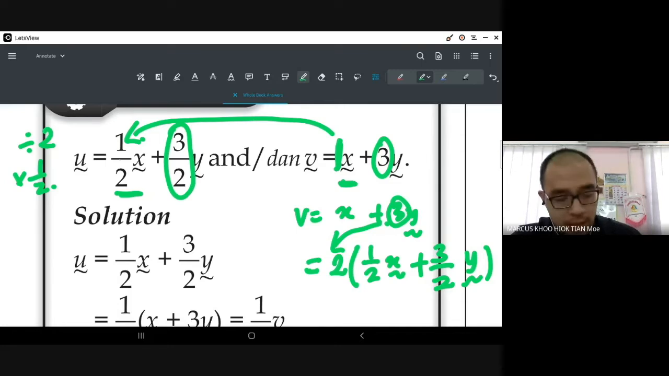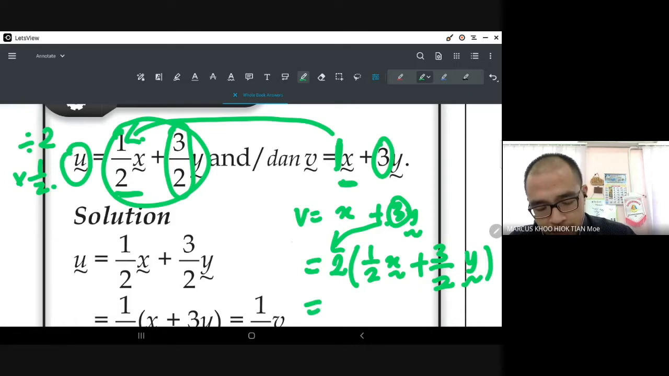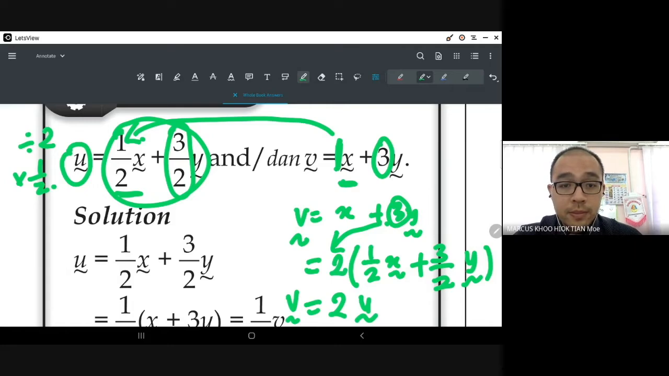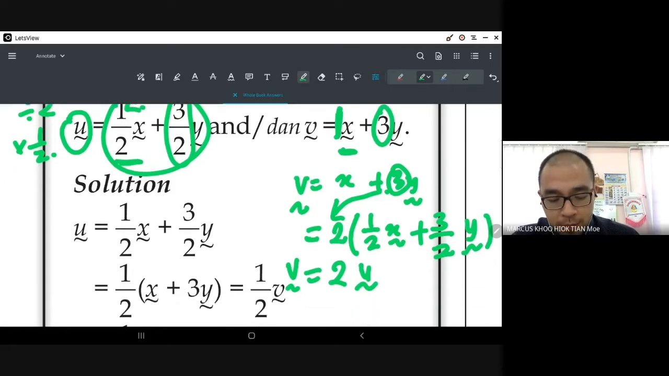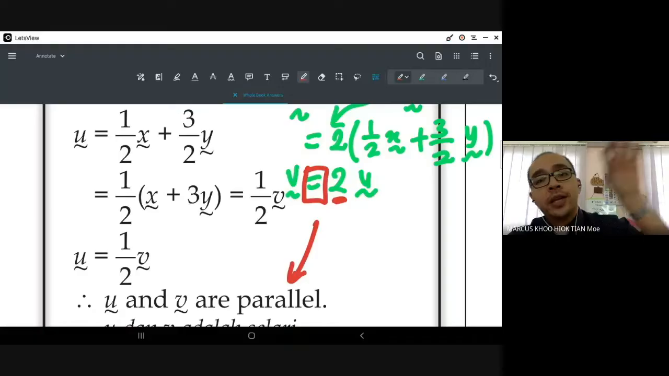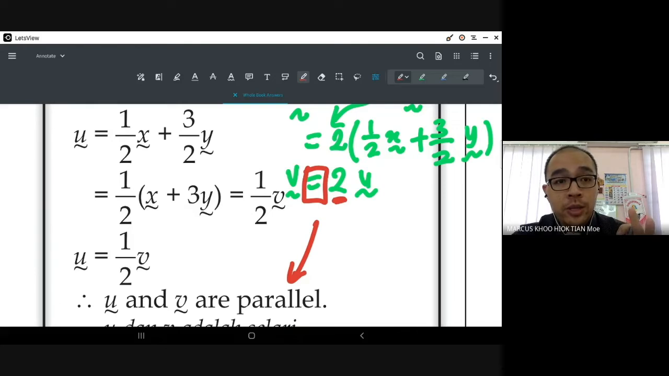Then you see that this half x plus 3 over 2y is actually vector u. So I can say that vector v equals 2 vector u. And then remember what I said just now? If we have two vectors that are equal, and there is a number that connects the both of them, therefore u and v are parallel. As long as you can put the u into the v, or the v into the u, therefore it will be parallel.